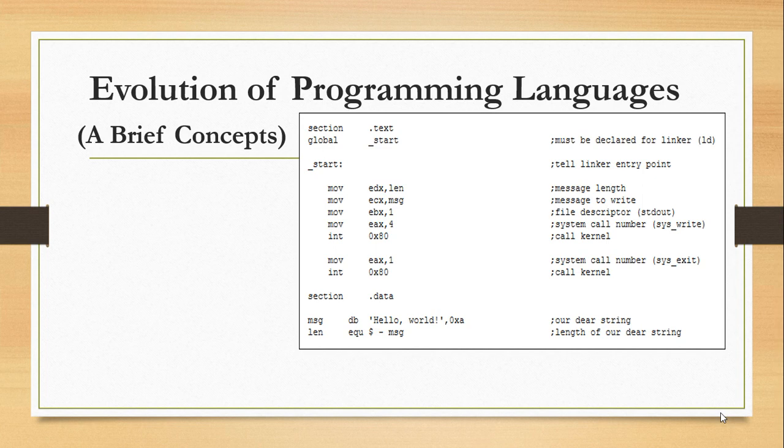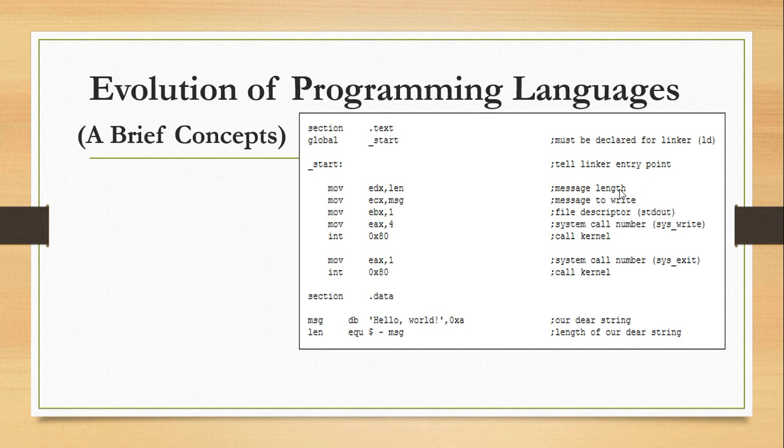But the constraint here now is that the computer does not understand this assembly language. The computer understands just the machine code, which is the native language of the computer. So how were they able to make the computer understand the assembly language? They did that with the help of another program called the assembler.